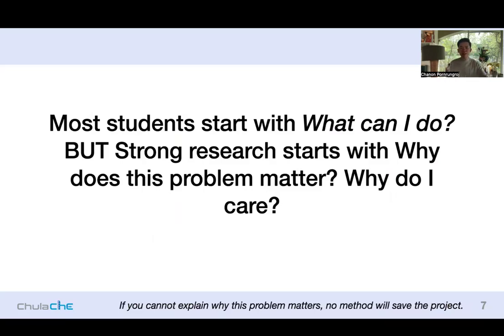And this is just a general word from me. Most students start with what they can do, but strong research actually starts with why the problem matters. Why do you care? And why do other people have to care? So think of this.